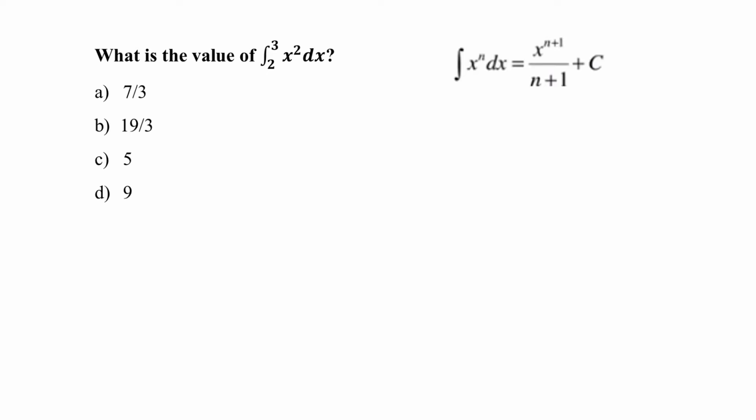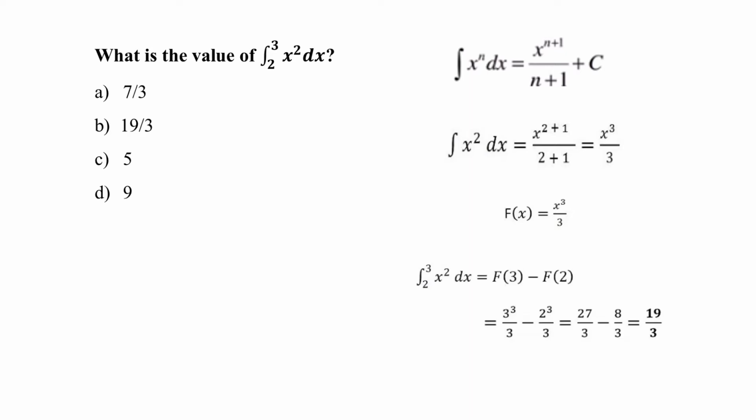Now, to find out the integration of x to the power n, this is the particular formula. Here we have x to the power 2 dx. So we can write it like this: x to the power 2 plus 1 upon 2 plus 1. This will give us x to the power 3 upon 3. So finally I have this value of the function f(x), which is x to the power 3 upon 3.